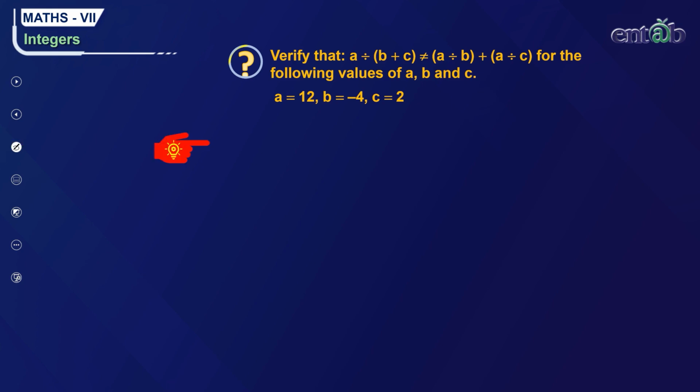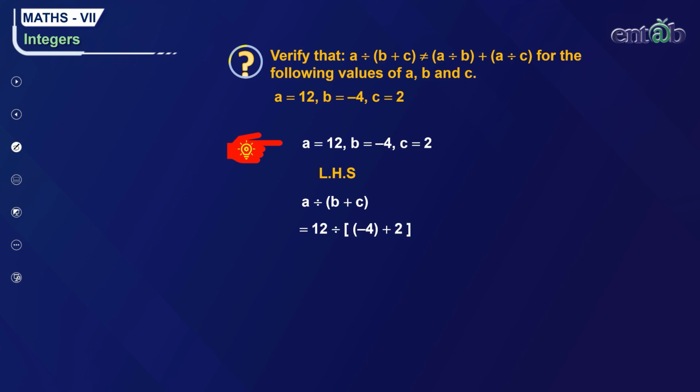So, let us see. We have the left hand side as a divided by (b plus c). The value of a is 12, b is minus 4 and c is 2. So, let us put the values here. We get 12 divided by (minus 4 plus 2). As per the rule of BODMAS, we will solve the bracket first. So, minus 4 plus 2 is minus 2. So, we get this as 12 divided by minus 2, and as we already know, 12 divided by minus 2 is minus 6.